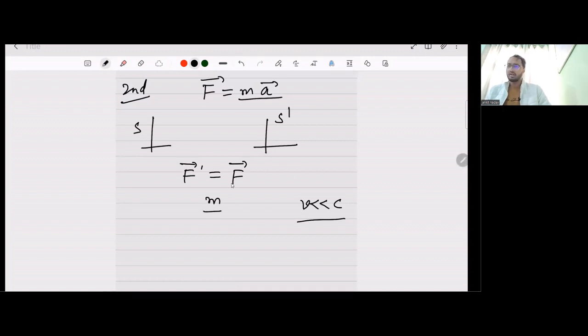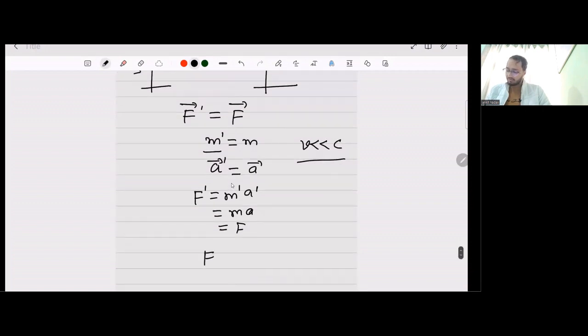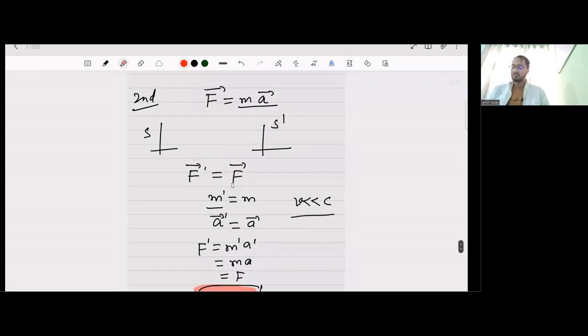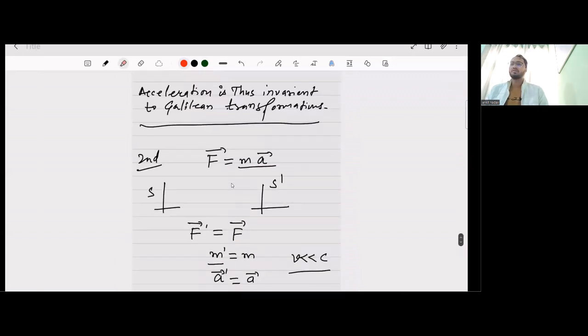then mass doesn't change at a velocity, then mass m dash will be m, and acceleration अभी हमने निकाला है, acceleration will be a, so f dash is equal to m dash and a dash is equal to ma is equal to f, so आपका f dash is equal to f, so we can say that f dash is f, it means Newton's laws are invariant under Galilean transformations. This is the invariance of Newton's laws under Galilean transformations.